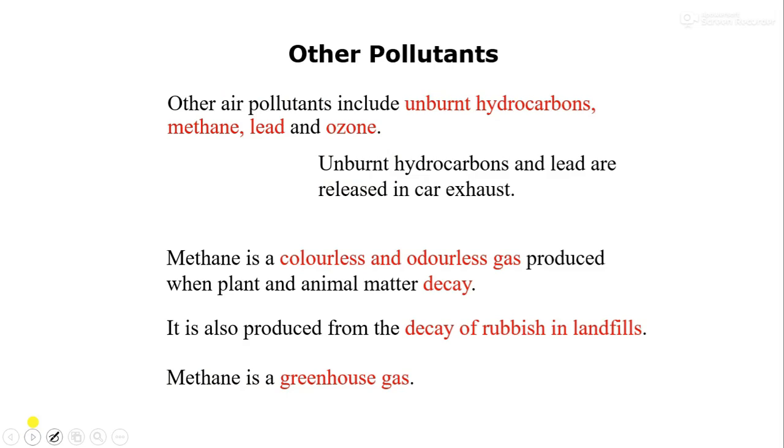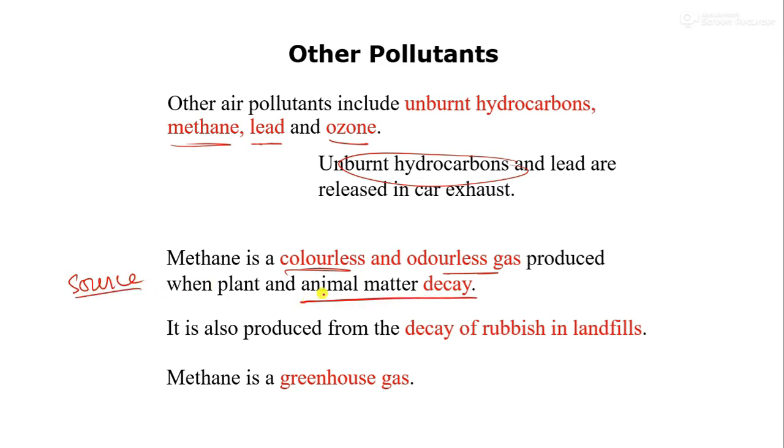Other pollutants are methane, lead, and ozone. Unburned hydrocarbons are also toxic and harmful for life. Methane is colorless and odorless. The source of methane in the environment is the decay of animal matter or organic waste. It is also a greenhouse gas.